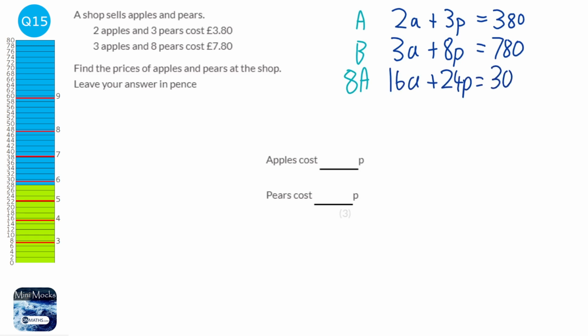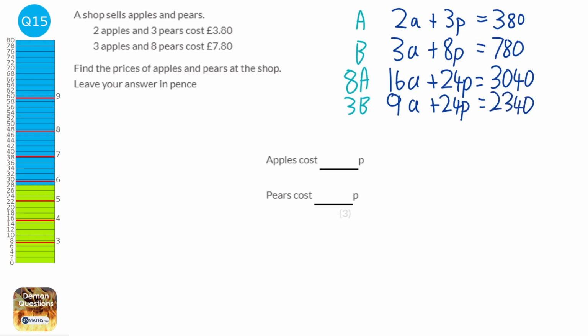And so we're going to times the 2a by 8, which will be 16a plus 24p, and 380 times 8 is 3040. And we're going to do the same with B, but this time we're going to times it by 3. And we're just going through everything here and we're timesing it by 3. So 9a plus 24p, which is good, that's what we wanted. And 780 times 3 is 2340.